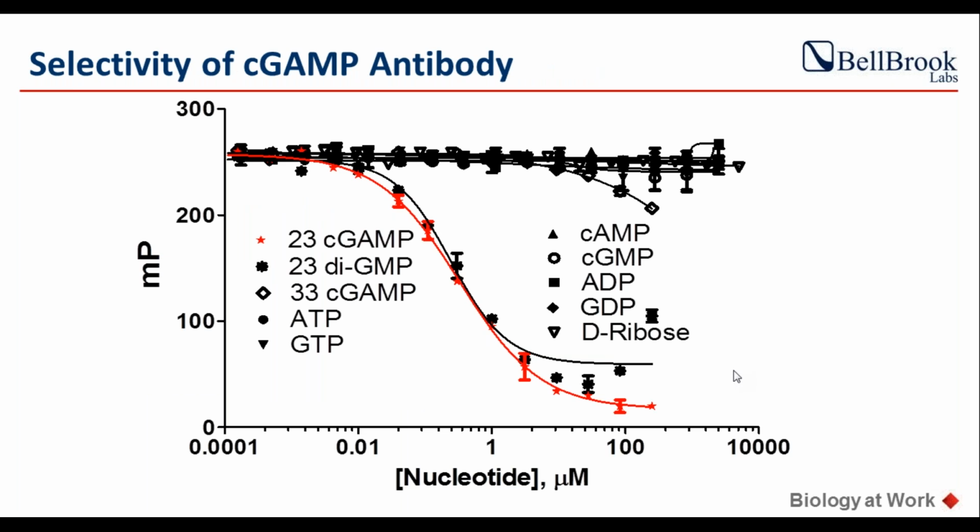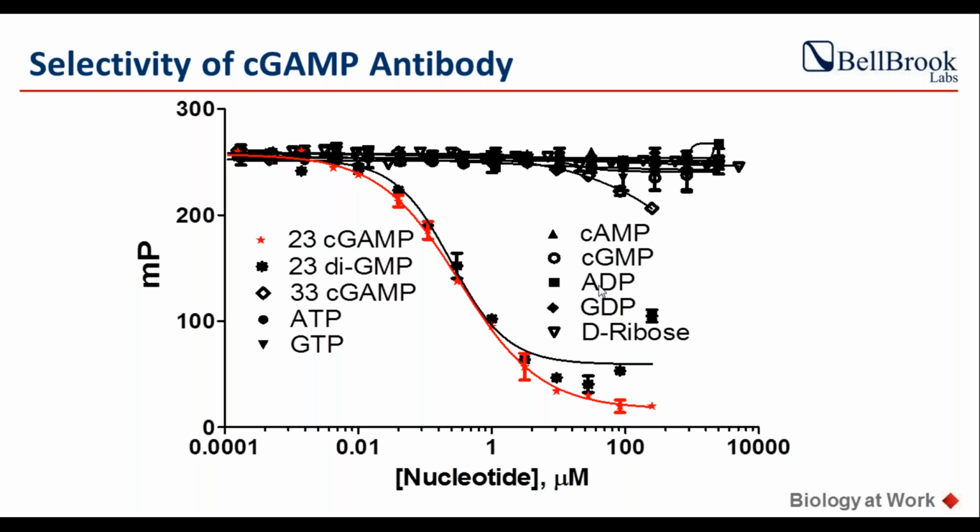So now we'll talk a little bit about assay development, what went into developing a cGAS assay. And the first thing was to see how selective the antibody was. And as you know, for a cGAS assay, the two nucleotides that we primarily use are ATP and GTP. So we wanted to first rule out if this antibody would bind to ATP or GTP. And as you can see, it has no cross-reactivity towards ATP or GTP.